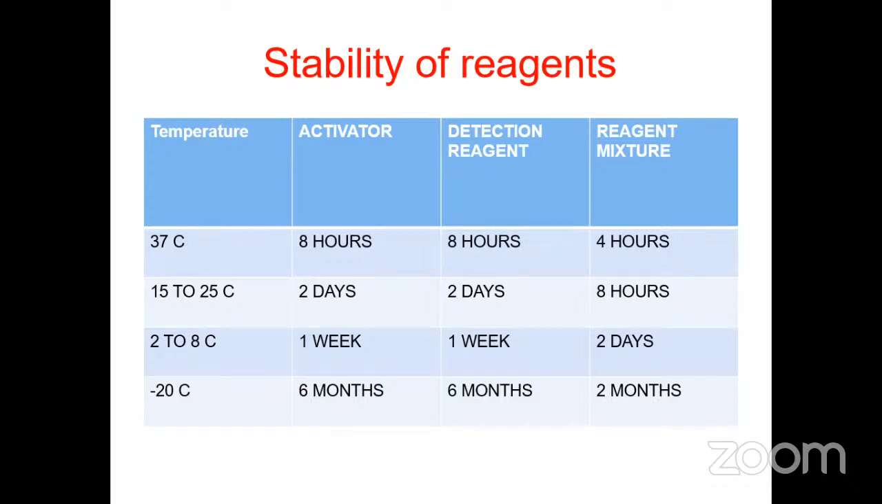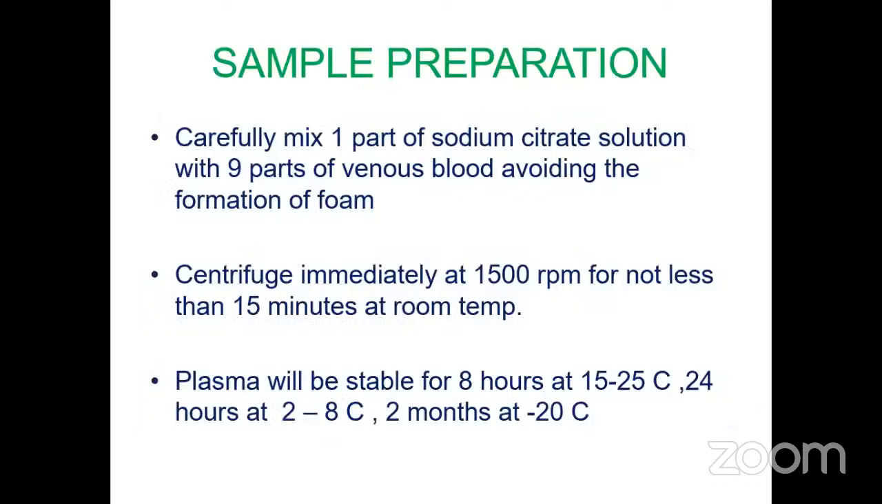At 2 to 8 degrees, in a routine refrigerator, activator stability will be 1 week, detection reagent stability will be 1 week, and reagent mixture stability will be 2 days. At minus 20 degrees, the stability of the activator is 6 months, detection reagent stability will be 6 months, and reagent mixture stability will be 2 months.